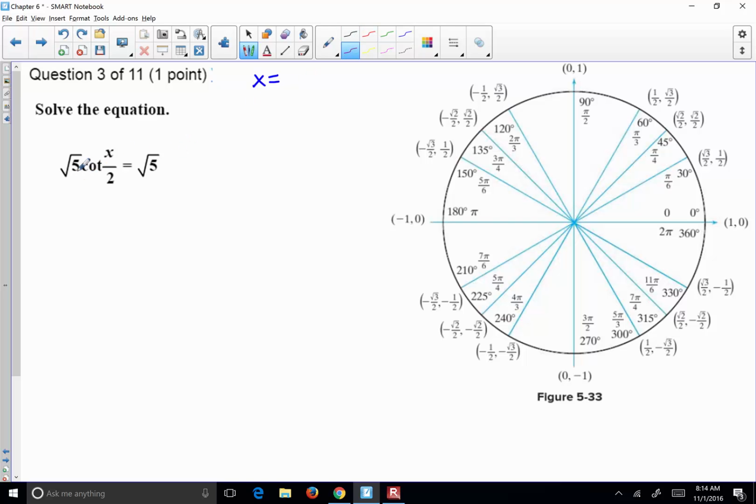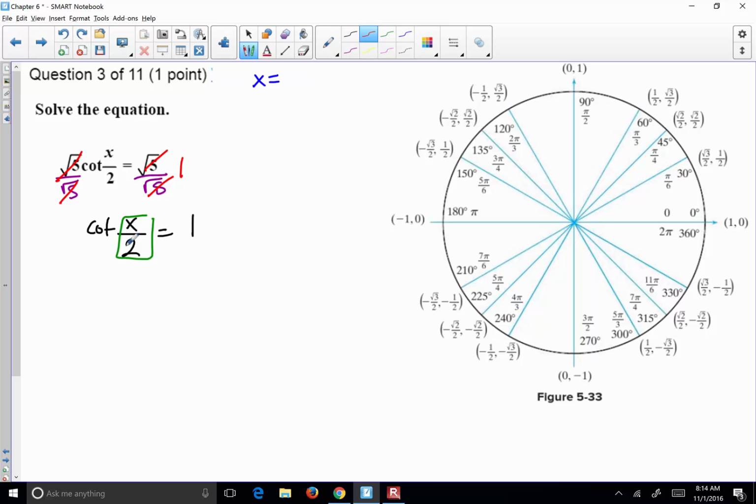First, we need to get cotangent all by itself. So I'm dividing both sides by root 5. Look at this, they are canceling completely, and this is 1. So that root 5 is given for distraction, to make the equation look challenging, but no, this is the real equation you have. Okay, just imagine there is an angle here whose cotangent is 1, you're going to find angles whose cotangent is 1.